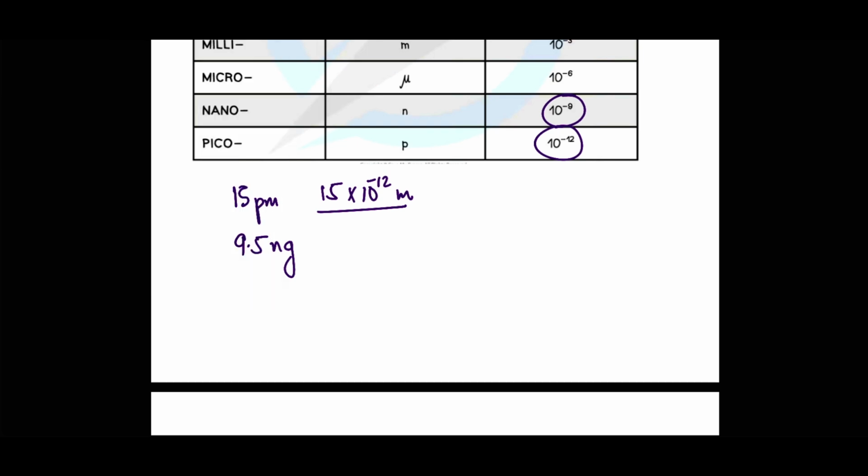Notice that the unit is not changing. Meter stays meter, but the prefix pico is being opened up as its power or relative magnitude. So this one looks like 9.5 into 10 raised to power -9 grams, right?